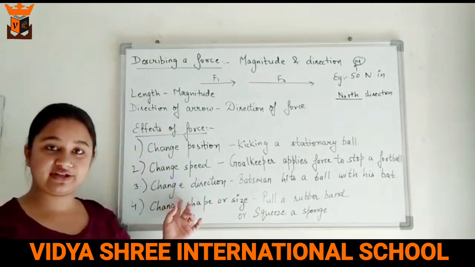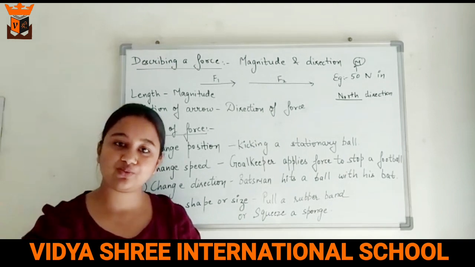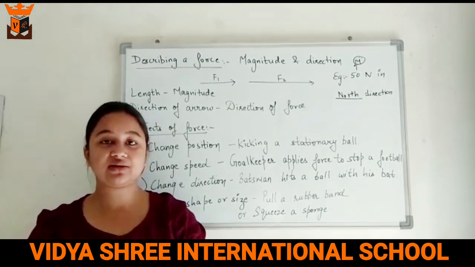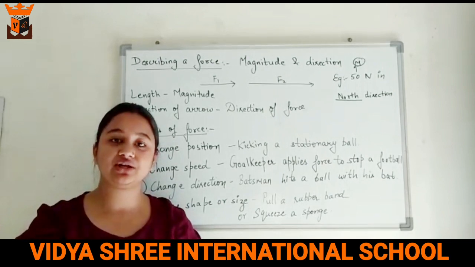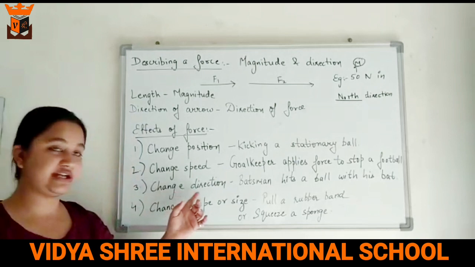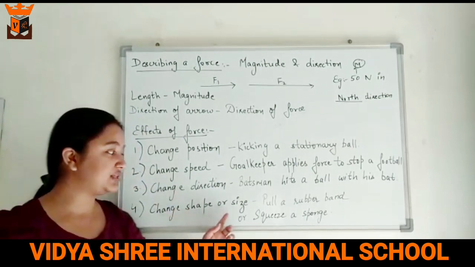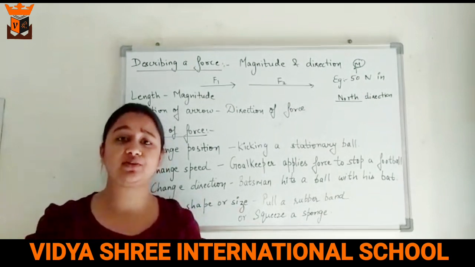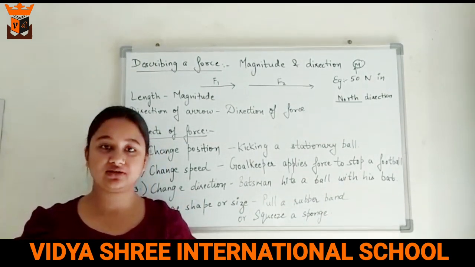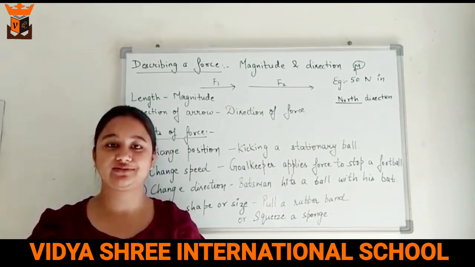Third comes a change of direction. You have seen in cricket matches, a bowler throws the ball and the batsman uses the bat to hit the ball and changes the direction of the ball. This is how, by applying force, we can change the direction of the ball. Next is the change of shape or size. You can easily stretch a rubber band or squeeze a sponge, and both of these represent the change of shape when force is applied on it.